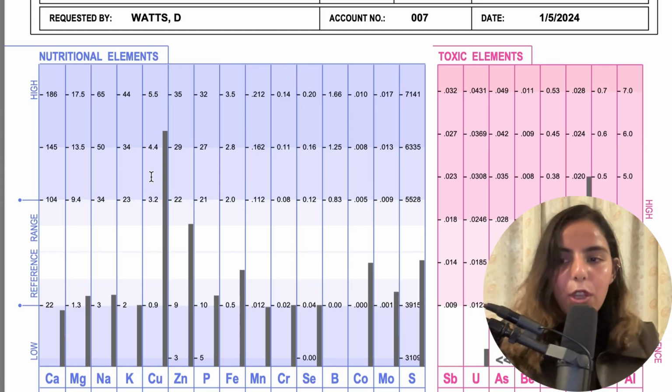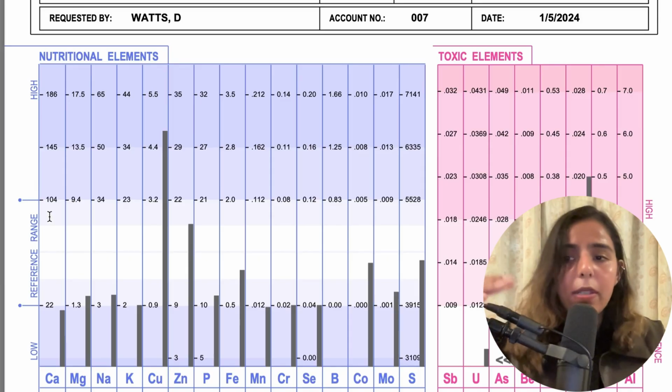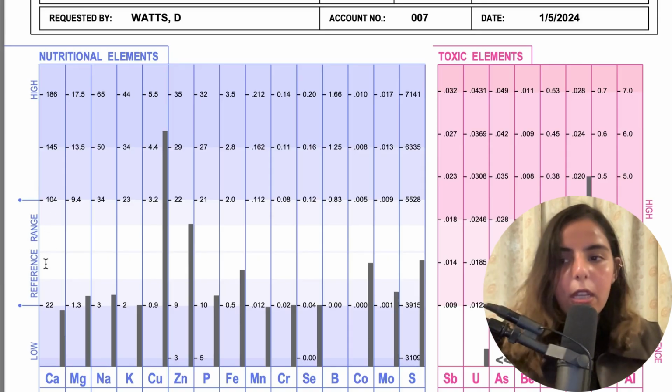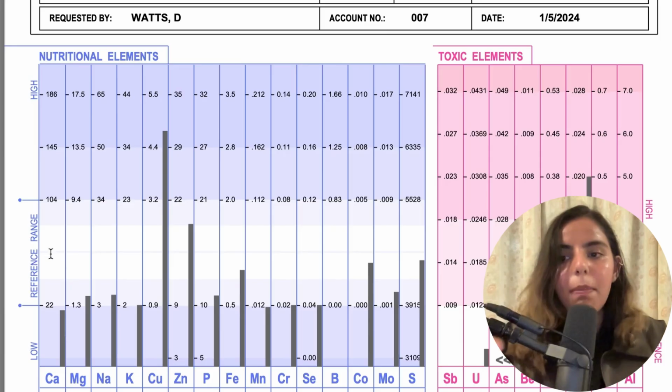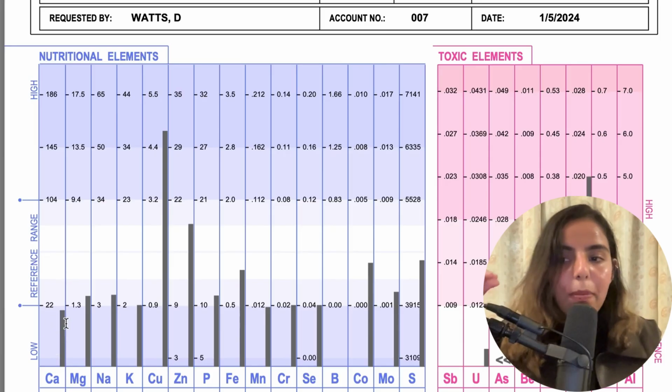This is how you will get your reports, and this is the reference range. Ideally, if your numbers are falling into this range, they are still good. We want them somewhere around the midline to be in the optimal range. But as you can see here, calcium can be low.